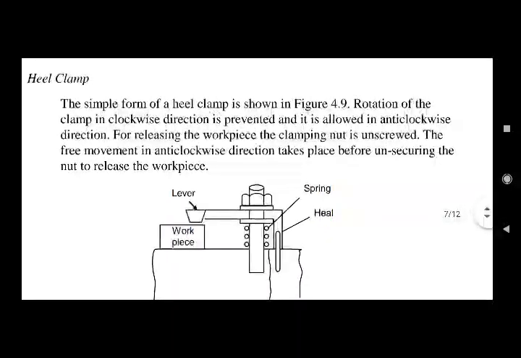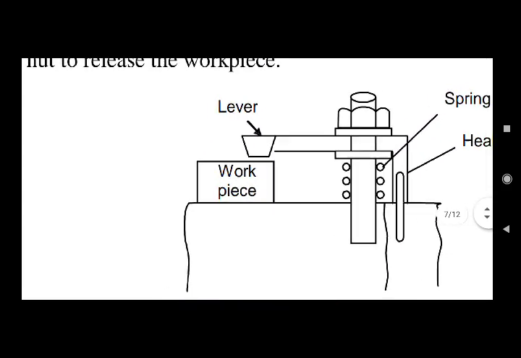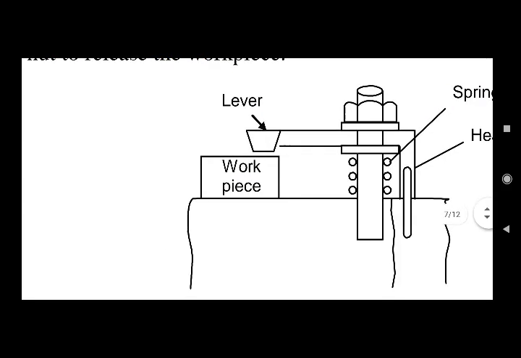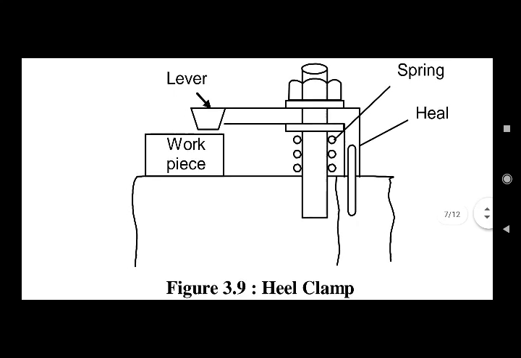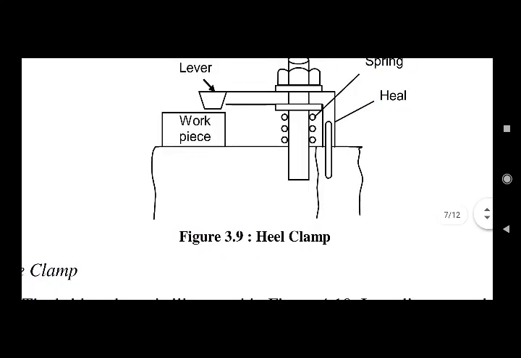First is a heel clamp. You can see the diagram of a heel clamp. The simple form of a heel clamp is shown over here. Rotation of the clamp in the clockwise direction is prevented and it is allowed in the anti-clockwise direction. For releasing the workpiece, the clamping nut is unscrewed. The free movement in the anti-clockwise direction takes place before unscrewing the nut to release the workpiece. That means over here the lever will be putting pressure onto the workpiece, and that lever will be tightened and untightened using this nut and bolt arrangement. So this is all a heel clamp.